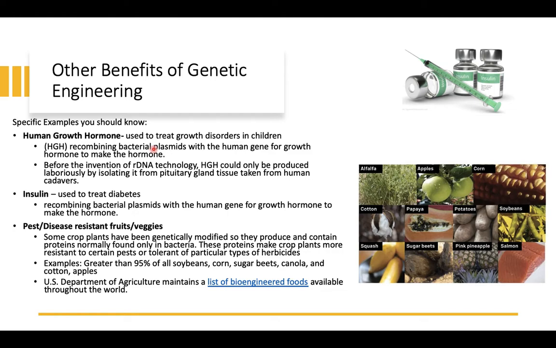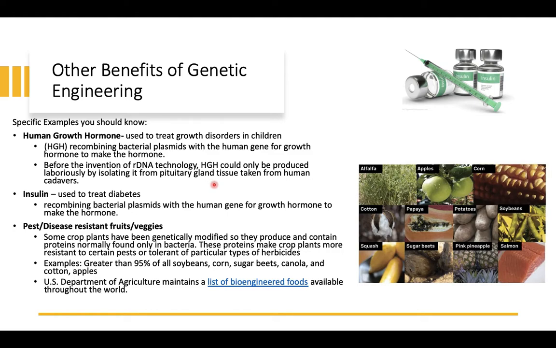Before this, notice that the only way that the human growth hormone could be produced was a laborious process where you had to isolate the hormone from the pituitary gland tissue in humans, and this was done in cadavers, and it wasn't very efficient. So now we can do this synthetically, and it's a great benefit.